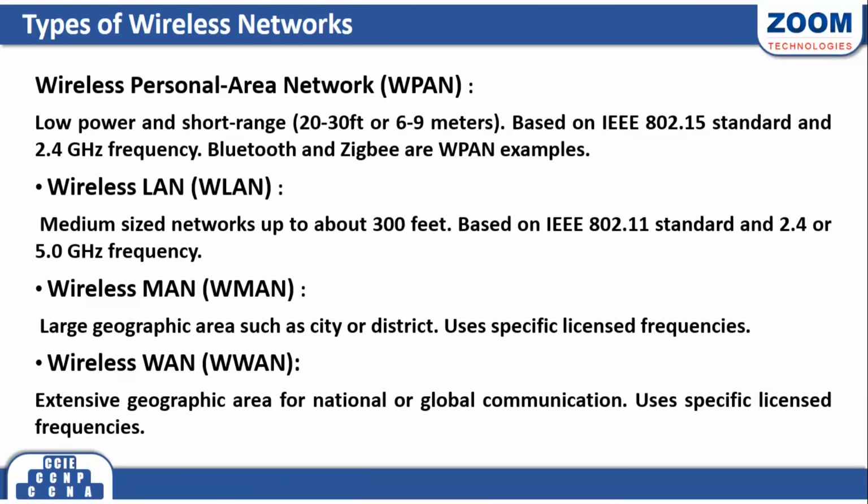Wireless metropolitan area network covers large geographic areas, like districts. Now telephone towers we can see provide district-wise, city-wise signaling. That is the wireless metropolitan network. To exchange the signals, they use specific licensed frequencies. Wireless WAN is global communication, satellite signals, covering geographic areas for national and global communication. So it also uses licensed frequencies. There are different types of wireless networks we have.